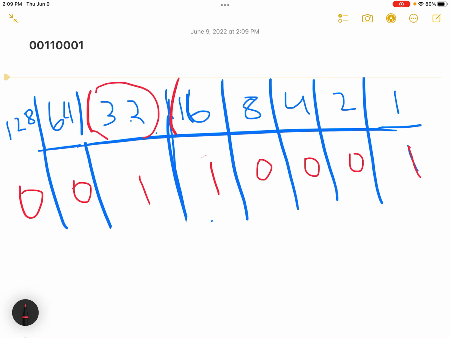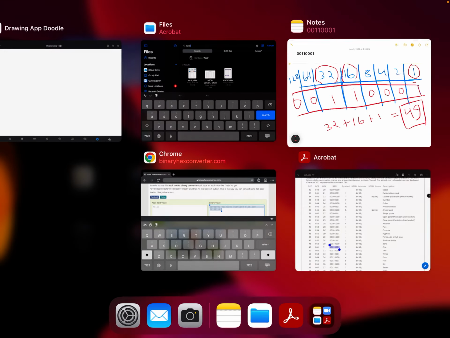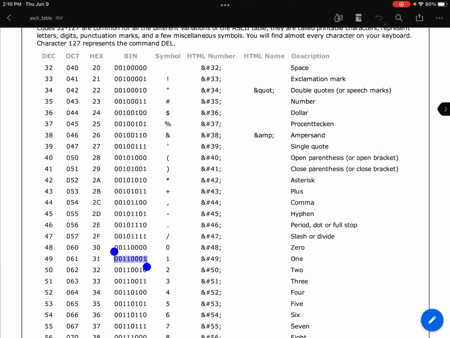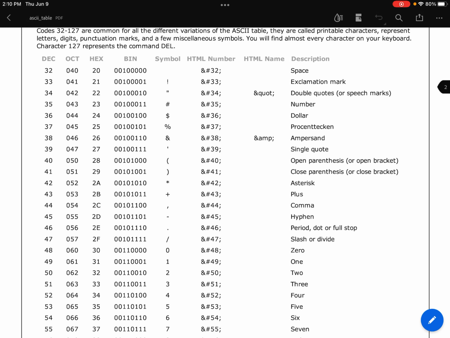So this is the corresponding code of decimal number 49 in binary. And when you go back to the ASCII table chart, you will find that 49 in decimal, and 00110001 in binary, means the number 1. And that's how the computer understands our communication.